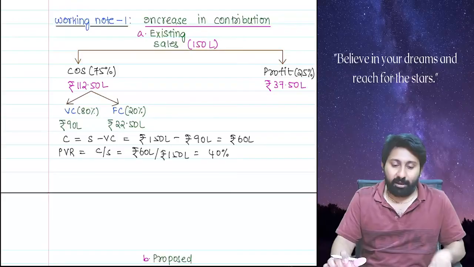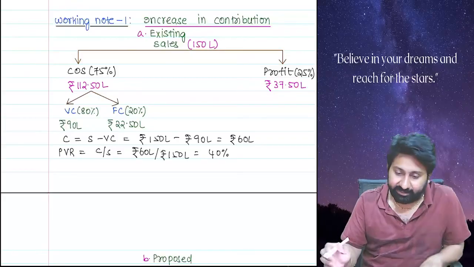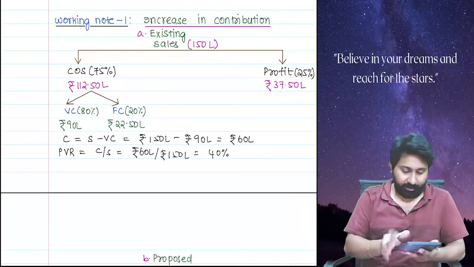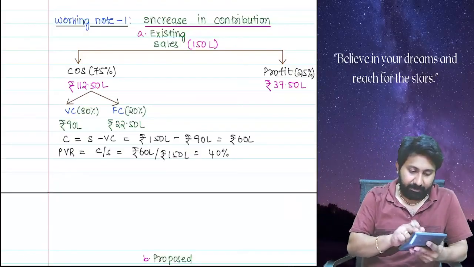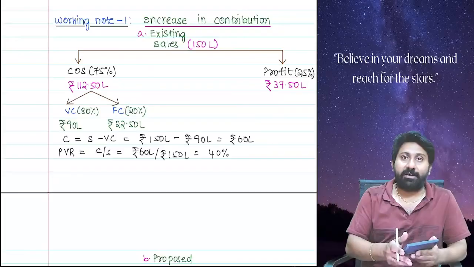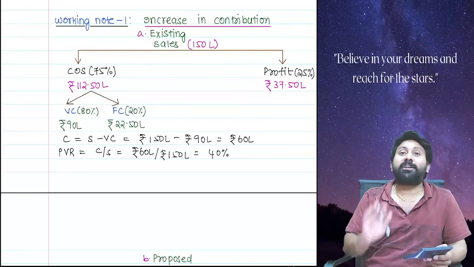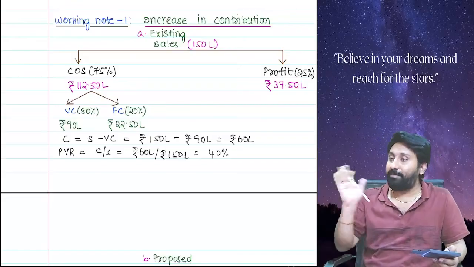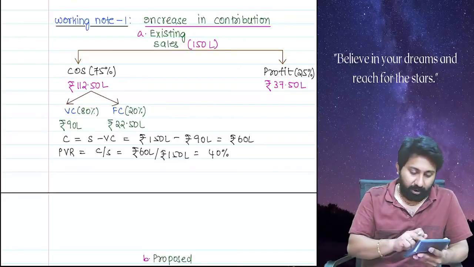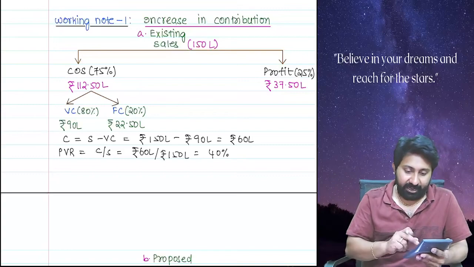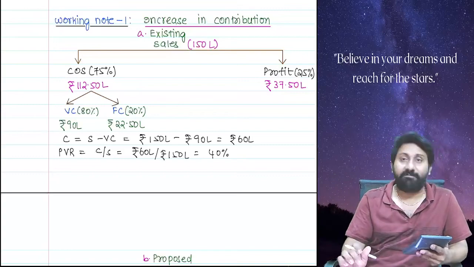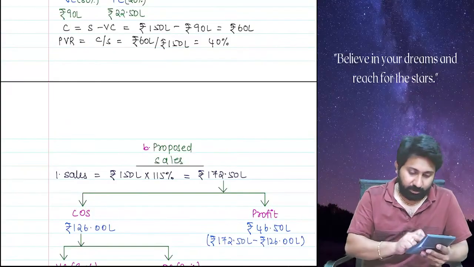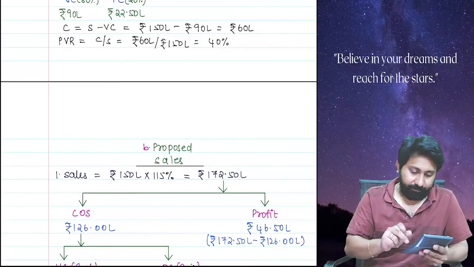Next, second, what is the proposed sales? 150 will increase. Take calculator, 150 plus 15%. How much? 172.5. In that 172.5, the fixed cost will not increase. What only will increase? Variable cost will increase. 172.5 is the sale. In that, 75% will be the cost of sale.